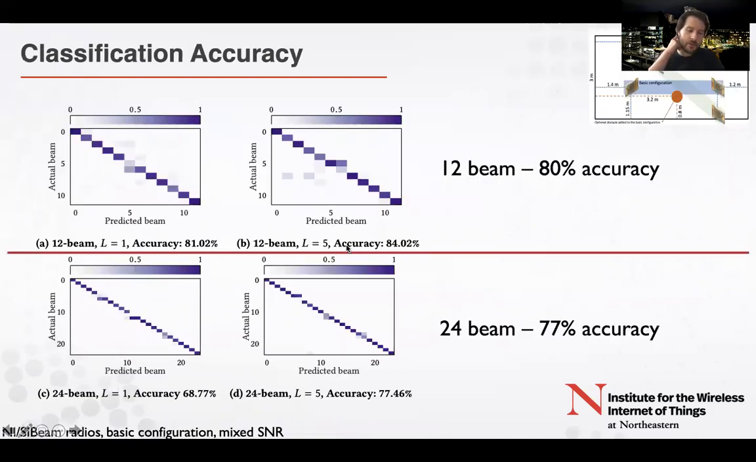So just to show you some results, this is the average classification accuracy for different codebooks, the 12-beam and the 24-beam codebook. And the accuracy is rather high, with errors that often happen among neighboring beams, so beams that, as we've seen earlier, have a very similar profile, especially in the main lobe.